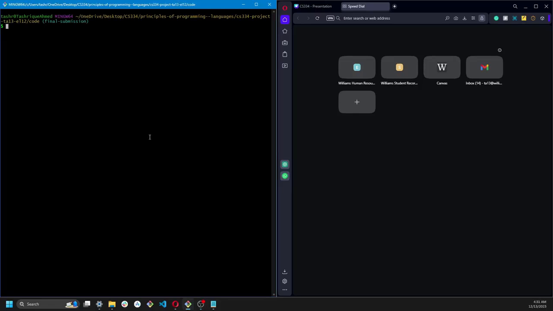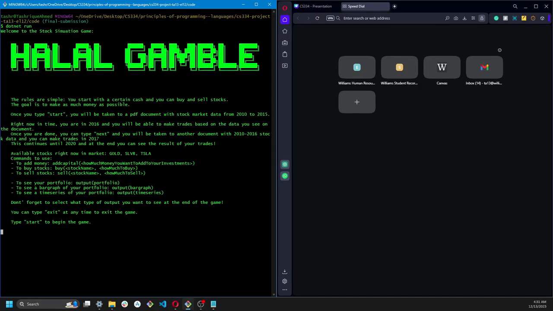In order to play the game, we need to run our code first. So we type .run, and we see a welcome screen with the rules and all the commands that are available in the game. We can also see what stocks are available here for transaction. And in order to start the game, we type start.